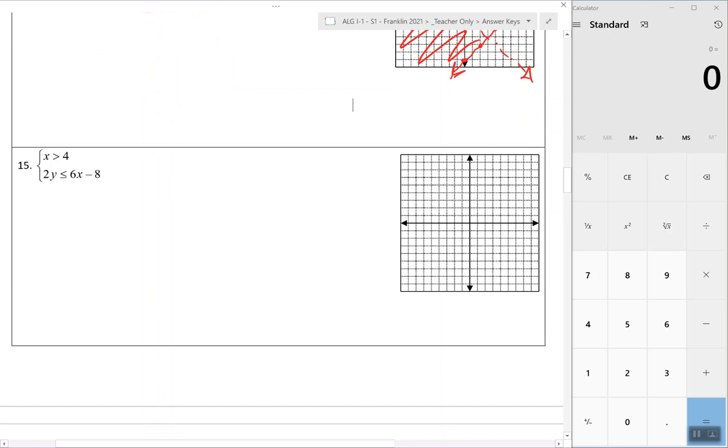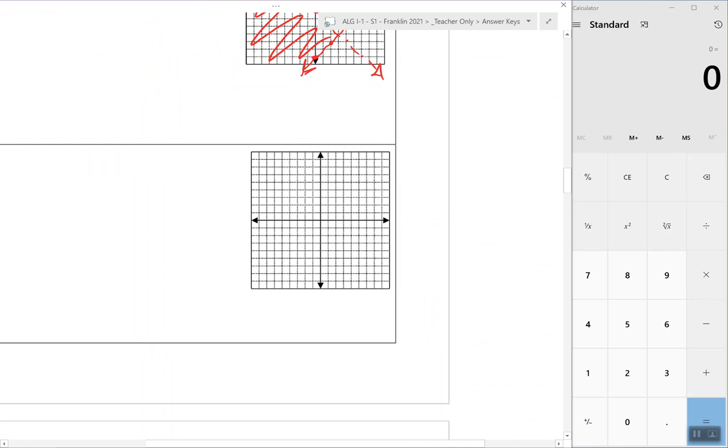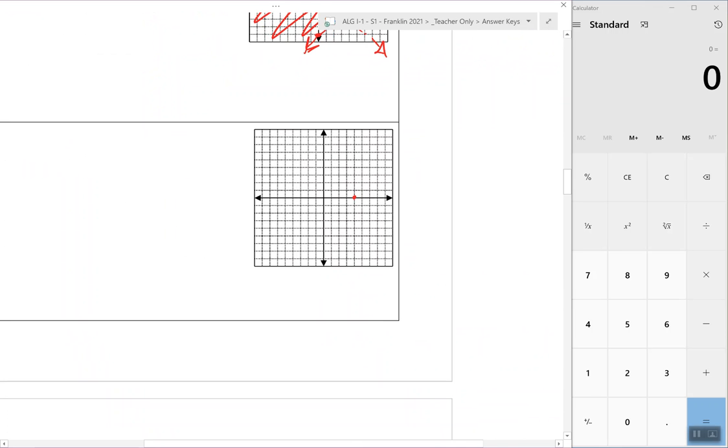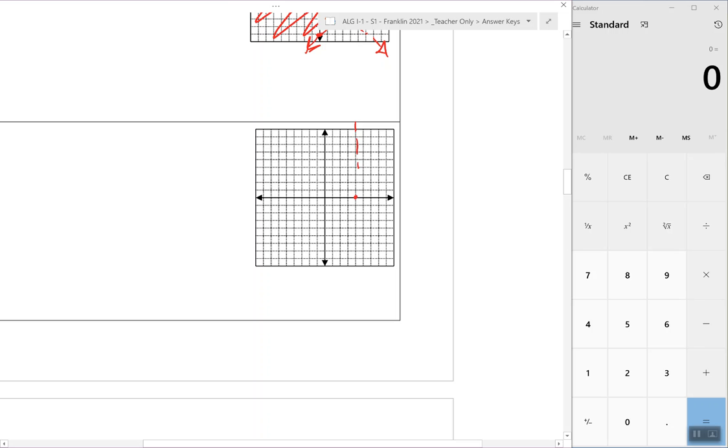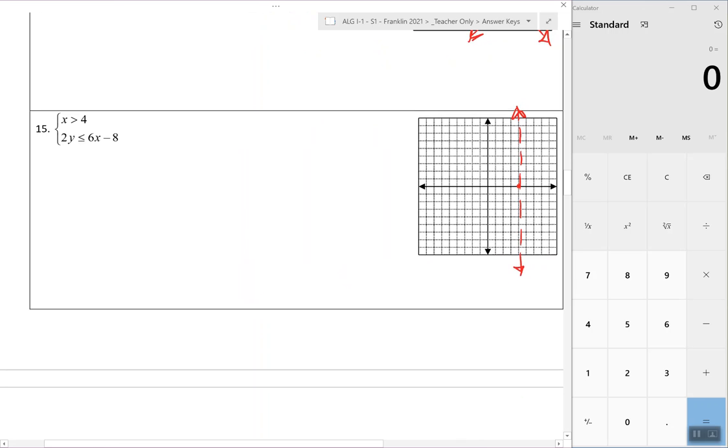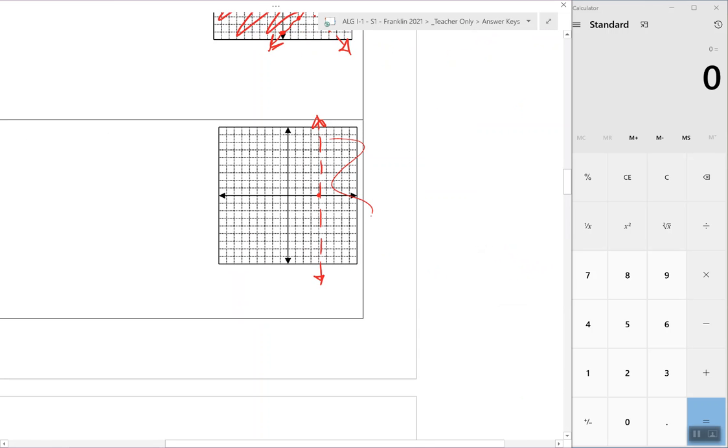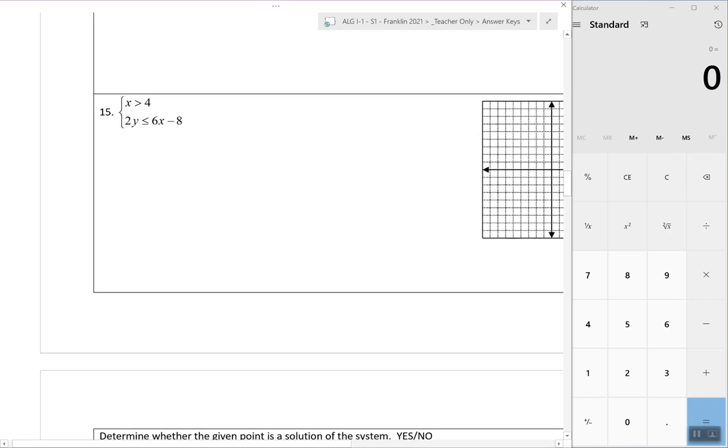All right, let's look at number 15. X is greater than 4. We can graph that. Go out to 4 on the x-axis. It's a vertical line and a dotted line. And greater than for x is to the right, so it's going to be over here somewhere.